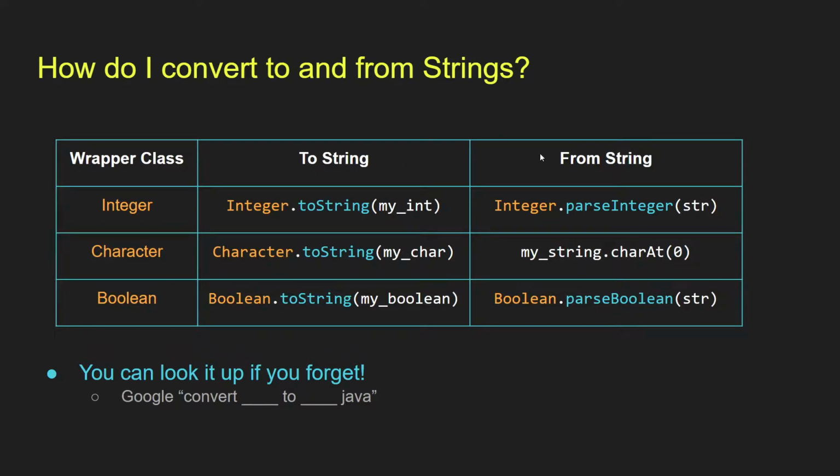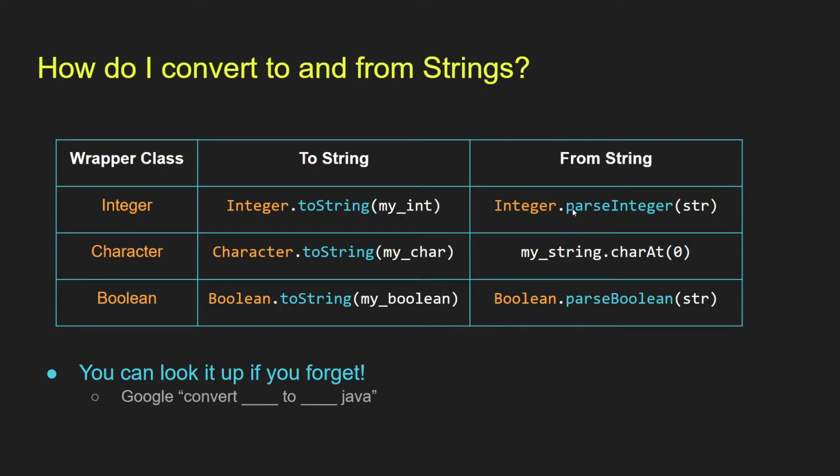And then for almost every single wrapper class, going from a string is pretty similar. You do the wrapper class name dot parse and then the wrapper class name. So parseInt or parseBoolean, parseFloat, whatever you're working with. And then in parentheses, it takes a string. And from a string, it's going to spit back out the wrapper class type, or it might just be the primitive type like an int, depending on how you catch that value. And then the toString is going to spit back out a string for you.